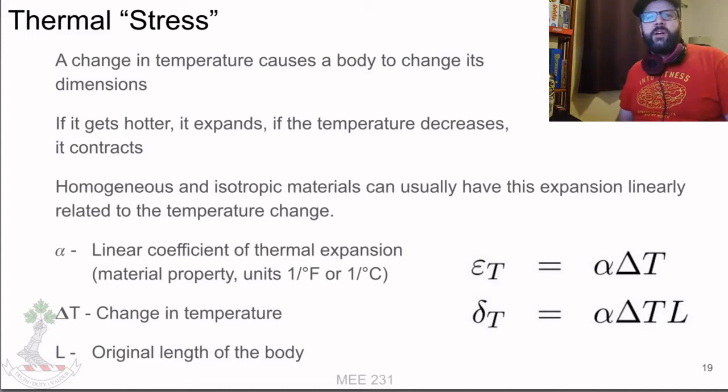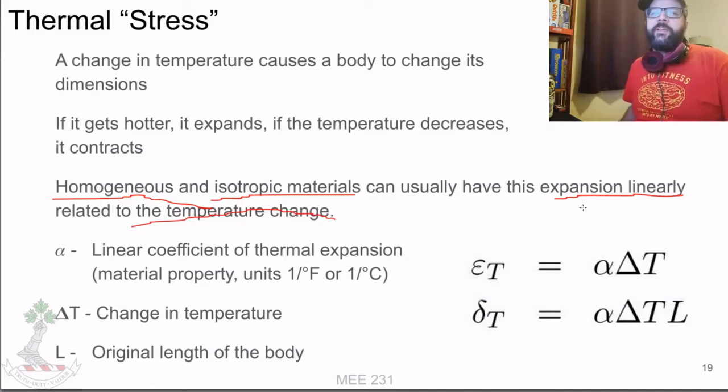So if we're talking about a homogeneous and isotropic material, then this expansion is linearly related to the temperature change. Now, again, this is an approximation. It is approximately linearly related to the temperature change. Technically speaking, the linear coefficient of thermal expansion for a lot of materials isn't necessarily constant with temperature. So realistically, what you actually need to do is integrate this over the temperature range.